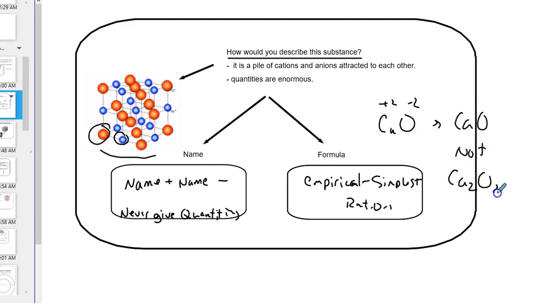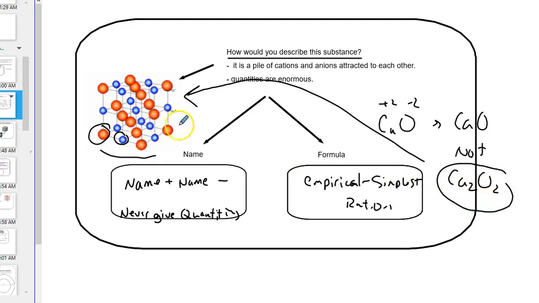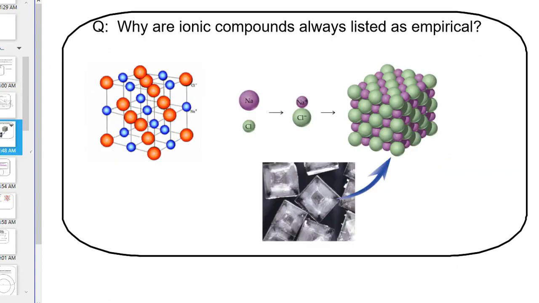not calcium 2 oxide 2. Keep in mind, if you understand how this bulk crystal works, you'd realize it's just a great big pile. The positives attract the negatives because they're oppositely charged, and there's not a little package of 4 of these that's unique to everything else. It's really just a big pile of cations and anions. So we always put it in the simplest ratio just to show that that's the ratio of the entire crystal. Again, that's why they're listed as empirical.